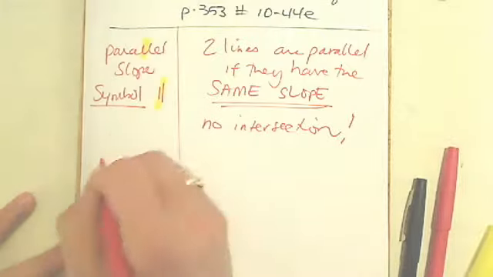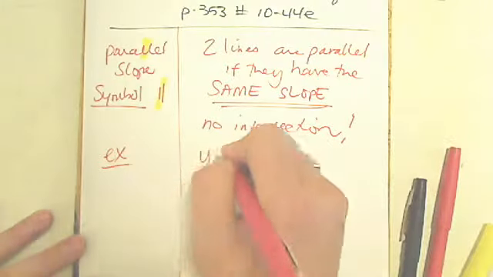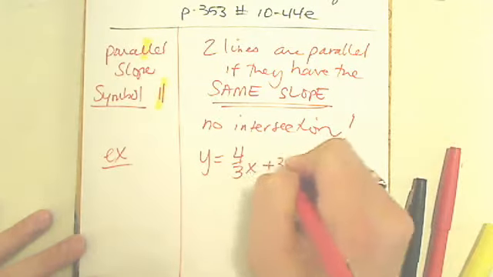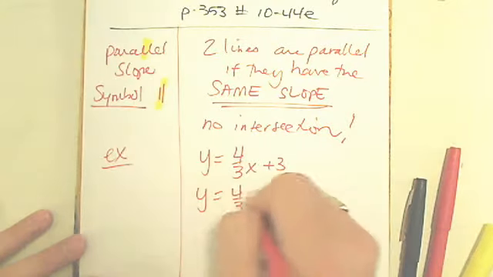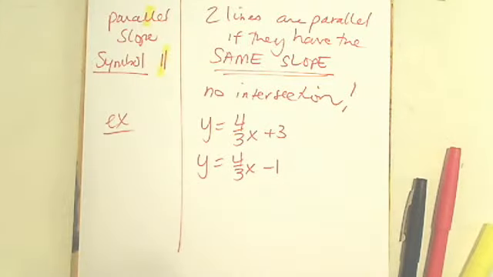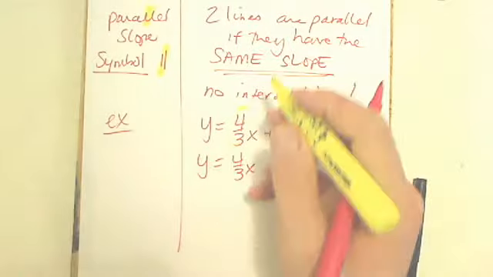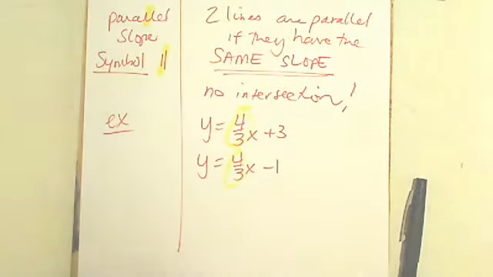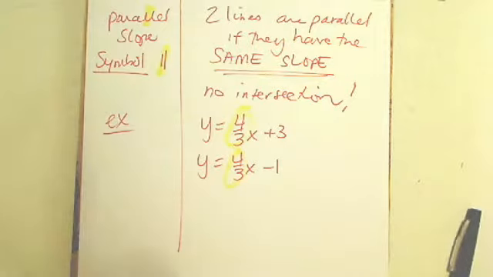For example, start with an easy one. If I have y equals 4/3 x plus 3, y equals 4/3 x minus 1, what do they have in common? The slopes are the same, right? The slopes are the same here and here. Because the slopes are the same, these lines will never, ever touch. This, later on, will be called no solution, because there's no intersection.